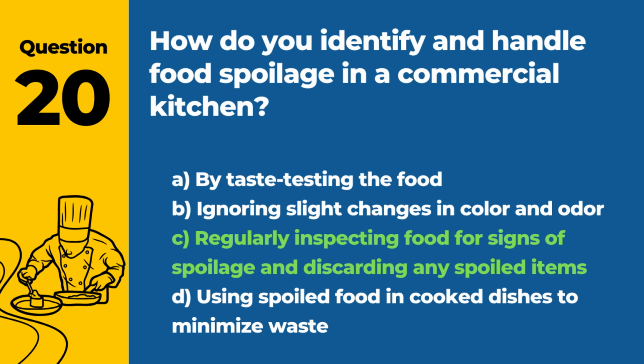Answer: C. Regularly inspecting food for signs of spoilage and discarding any spoiled items. Identifying and handling food spoilage involves regularly inspecting food items for changes in color, odor, texture, or taste that indicate spoilage, and discarding any food that shows signs of being spoiled to prevent foodborne illnesses.